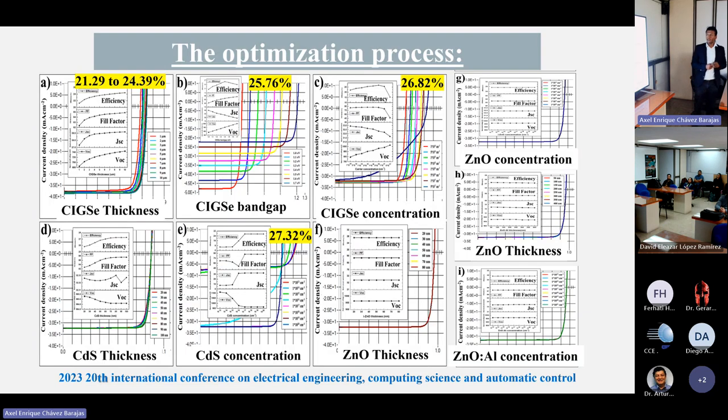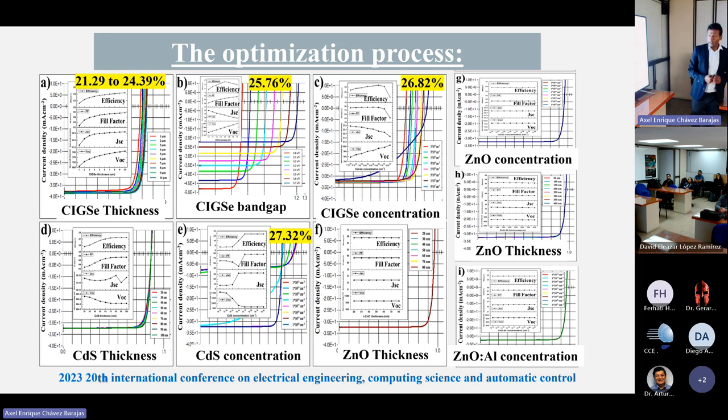So, simulation results. I included all these results in one place. Starting with the first optimizing process, what I have done is varying the CIGS thickness. Here we vary it from 1 to 10 micrometers, and the efficiency, you can see from the table I have included here, is slightly increasing from 1 to 10 micrometers, from 21.29 to 24.39%. So why does it happen?